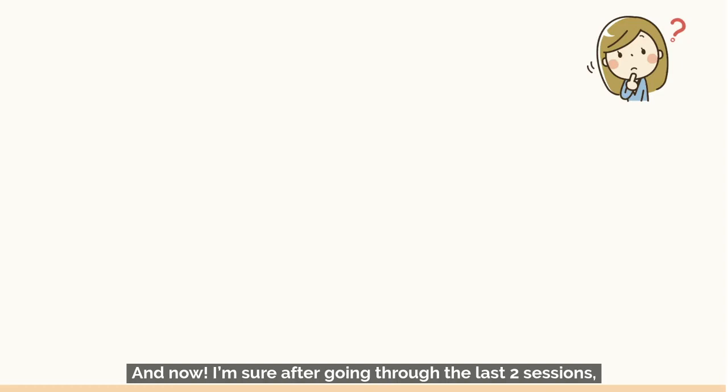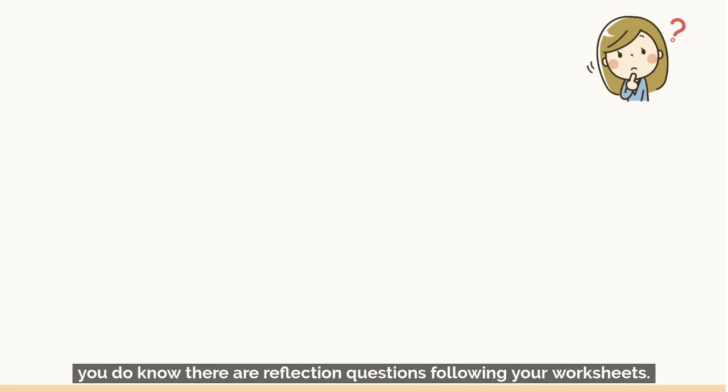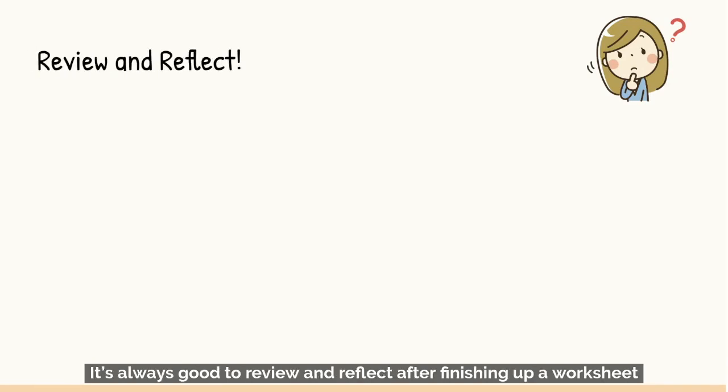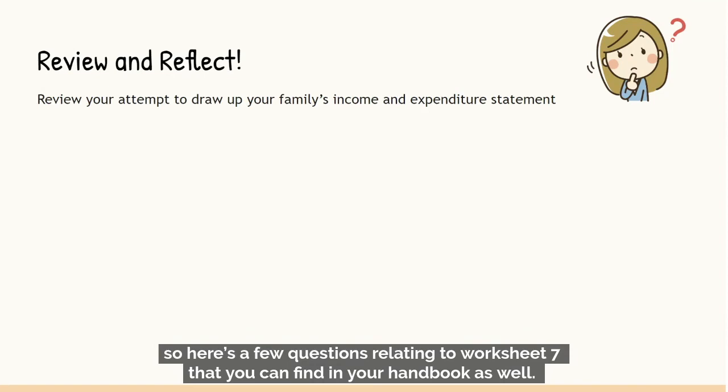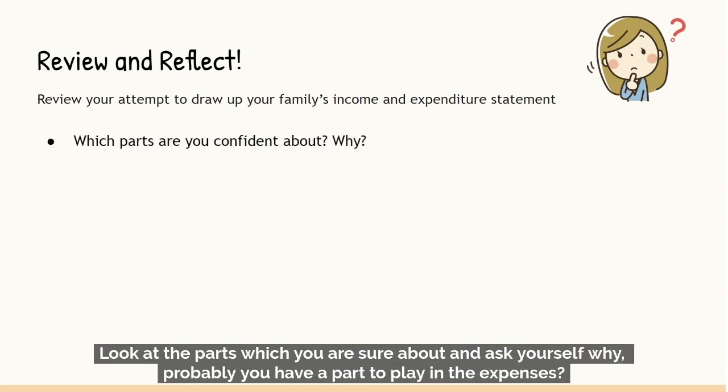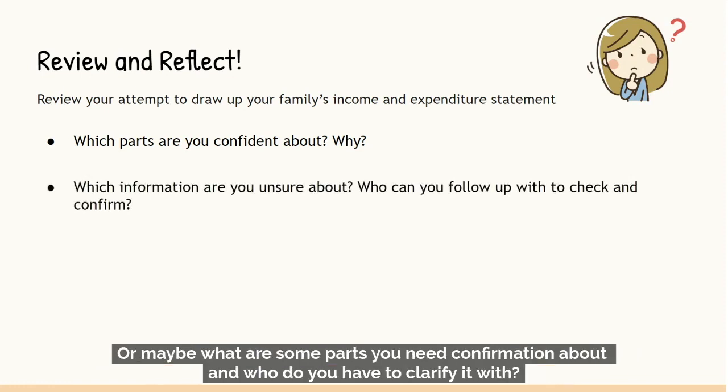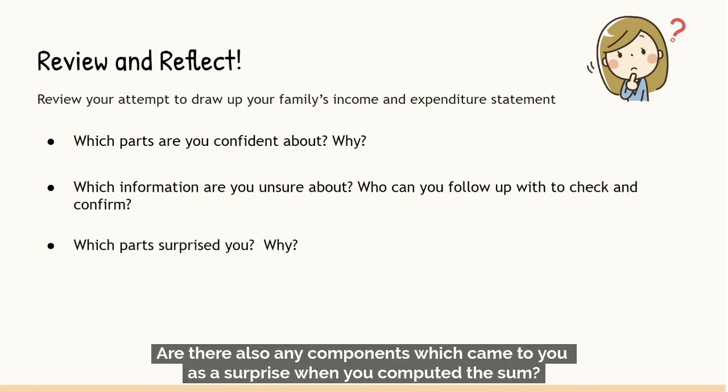And now, I'm sure after going through the last two sessions, you do know there are reflection questions following your worksheets. It's always good to review and reflect after finishing up a worksheet. So here's a few questions relating to worksheet 7 that you can find in your handbook as well. Look at the parts which you're sure about and ask yourself why. Probably you have a part to play in the expenses. Or maybe what are some parts you need confirmation about and who do you have to clarify it with? Are there also any components which came to you as a surprise when you computed the sum?